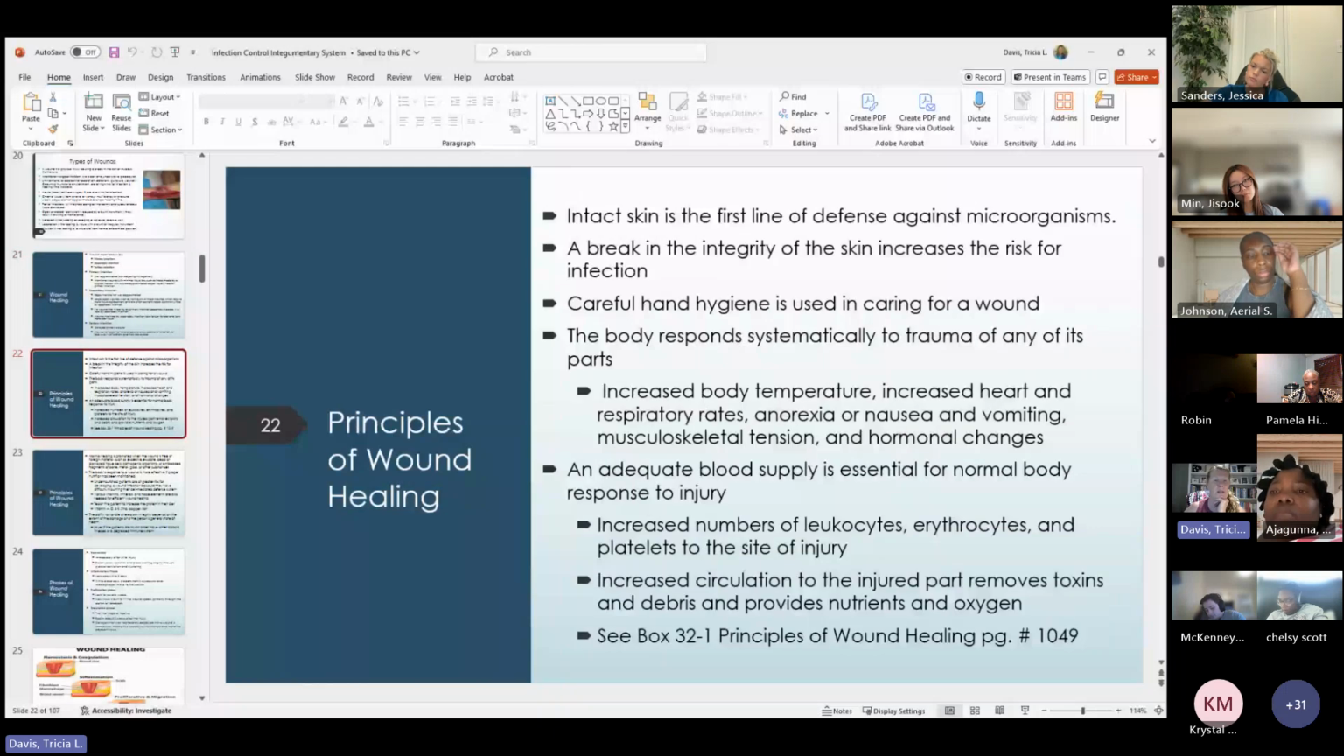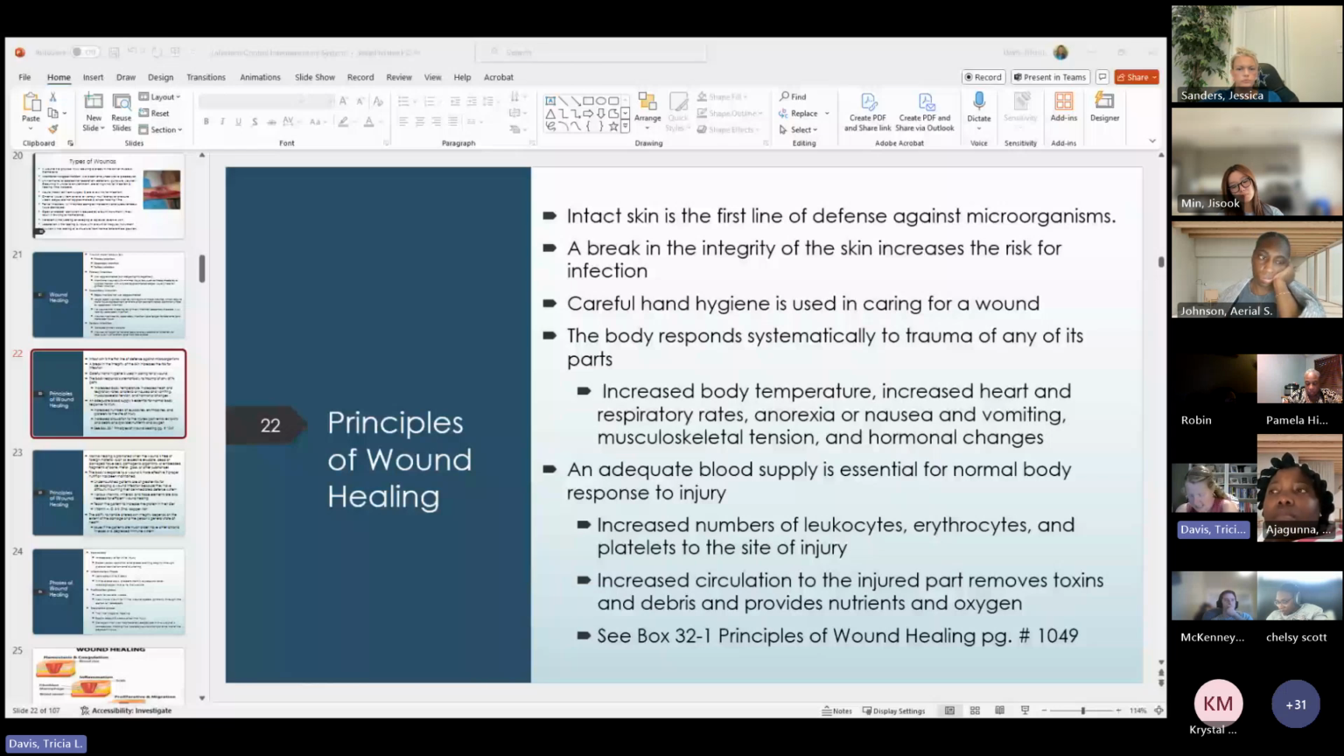So what are some things that we need to think about that are some of our guiding principles for how patients' wounds actually heal? So we know, again, the skin is the first line of defense against being able to have any type of infection.